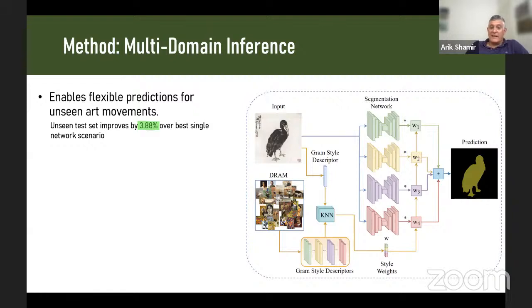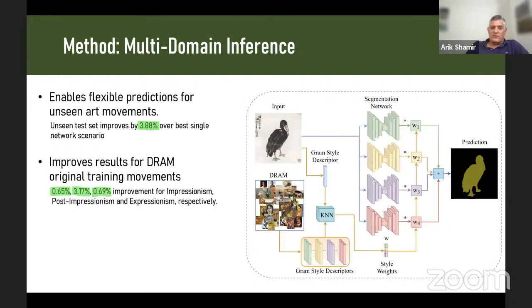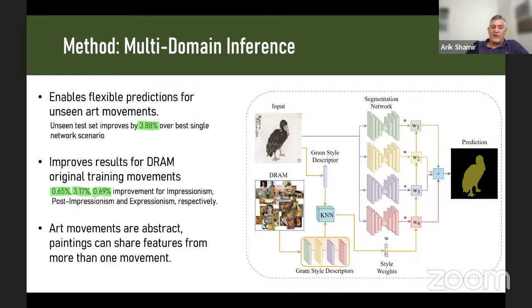But more surprisingly, we found out that even for the original training set, even for your original art movements, this type of inference actually helps improve the segmentation results for the original data sets more than the original segmentation networks that were trained for these specific styles. And we believe that this is because art movements are rather abstract, and in every painting you can find features that come from more than one movement. So using this type of combined approach helps you better segment everything.